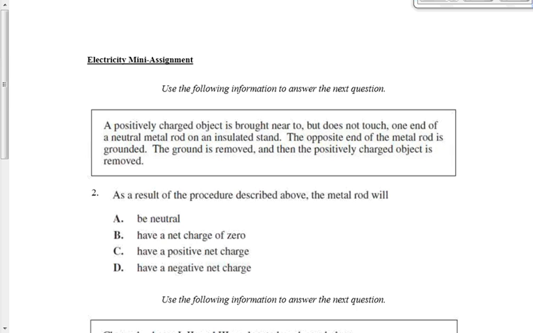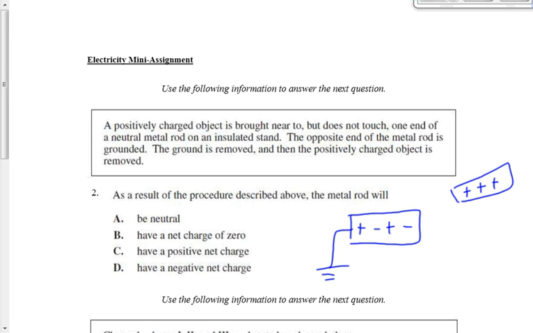Multiple choice 2. A positively charged rod or object is brought near to, but does not touch, one end of a neutral metal rod on an insulated stand. Here's my neutral metal rod. Here's my positively charged object. Bring it nearby. Now, this positively charged object has a ground wire attached to it. When we bring that positively charged rod nearby there, what happens? What happens to the protons, first of all, in the neutral object? That's the easy part of it, right? Nothing. They don't move. Good. What happens to the negatives?